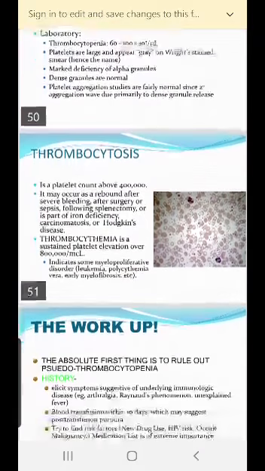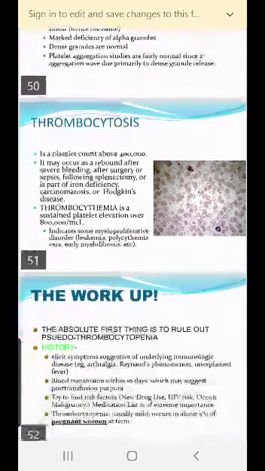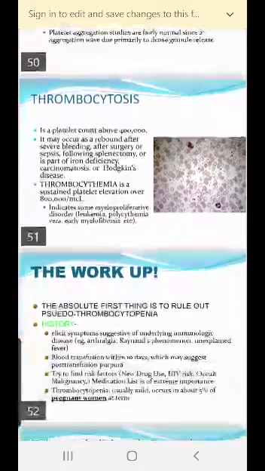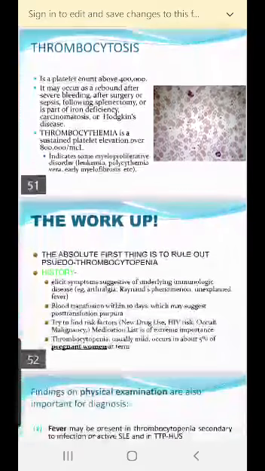The next is the thrombocytosis, when the platelet count goes more than 4 lakhs. Okay, it most commonly happens in iron deficiency or Hodgkin's disease, but if the count is more than 8 lakh, you have to start thinking about the myeloproliferative disorders.